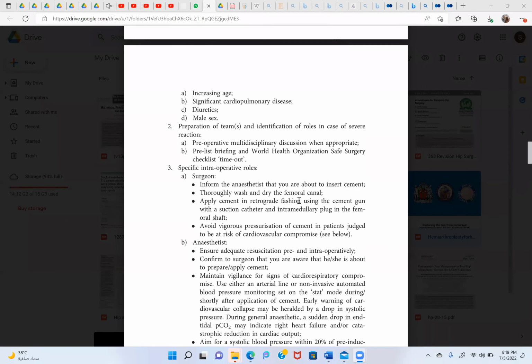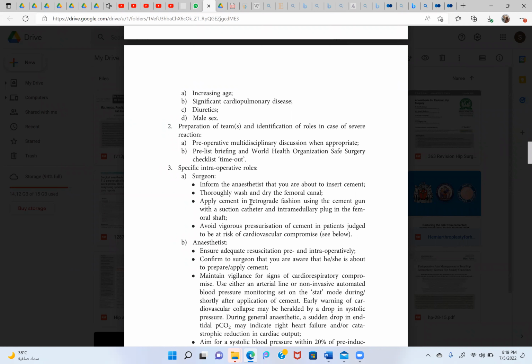Thorough washing, dry the femoral canal. They may use the retrograde fascia. These are the things to avoid bone cement syndrome. Because in the bone cement, when they are applying it, there is an exothermic reaction and intramedullary pressure increases a lot. So there is a sudden cardiovascular collapse. There is a picture which is mimicking embolic phenomena. So you have to be ready for it.